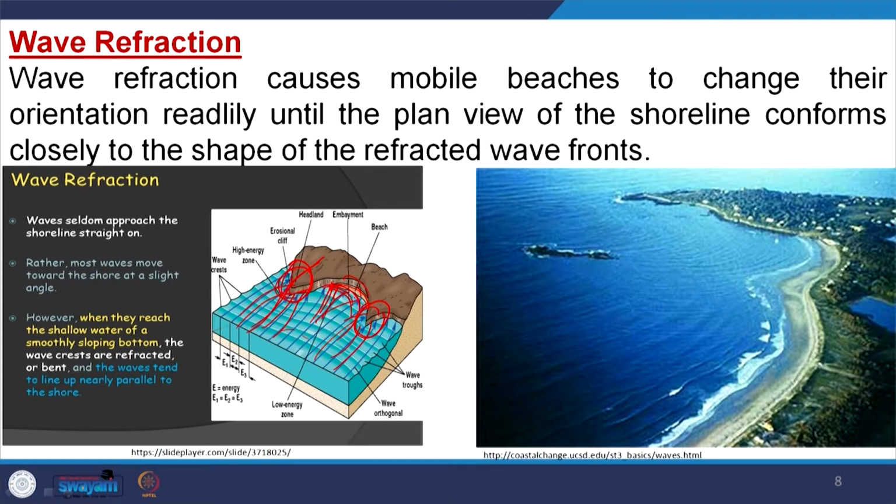So, wave refraction causes a mobile beach: on one side a beach will be developed, on another side a beach will be eroded. This type of change in these beaches is done by this wave refraction, and how the shape of the beach will look from an aerial view depends upon at what angle the wave is refracting and at what angle this refracted wave is approaching along this coast.